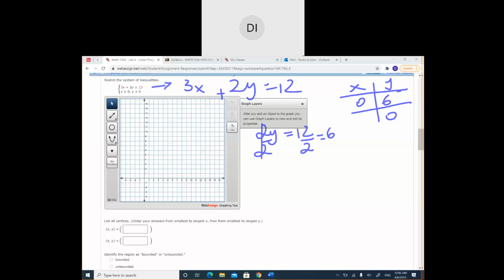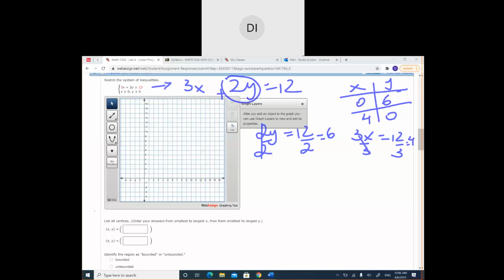Then I'm going to replace y with 0. So this is 0. And I'm going to get 3x equals 12. I'm going to divide both sides by 3. And 12 divided by 3 is 4. So my point I'm going to use is 4 and 0. Okay? So now we're going to start graphing it.